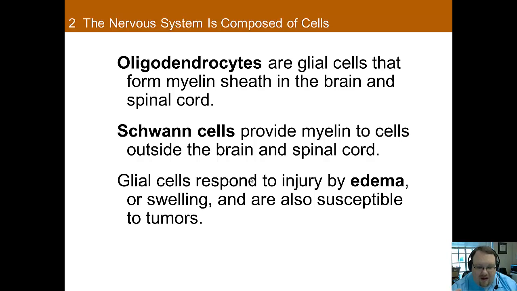So it's not all good news. Also, these cells are more susceptible to tumors. A lot of times brain tumors will actually be in the glial cells and not in neurons. So not all good news with these cells, but we have to have them. You wouldn't want to live life without them, but it's important to know both sides of them. They are susceptible to tumors, and they also are problematic in their response to injury.